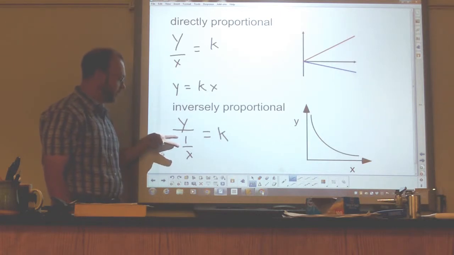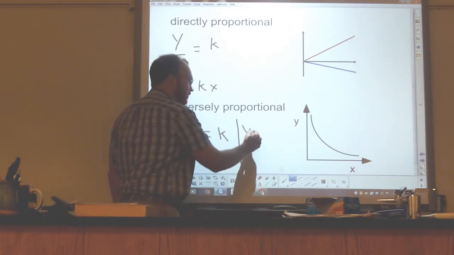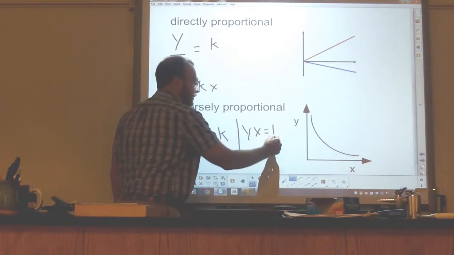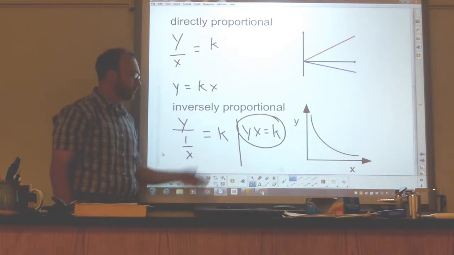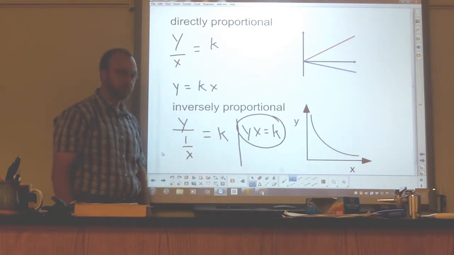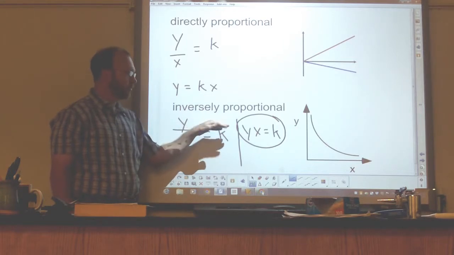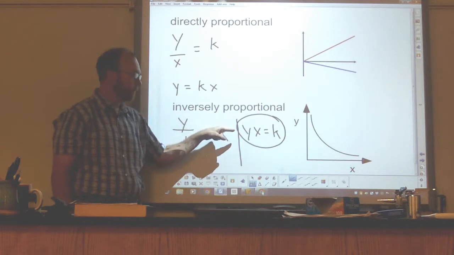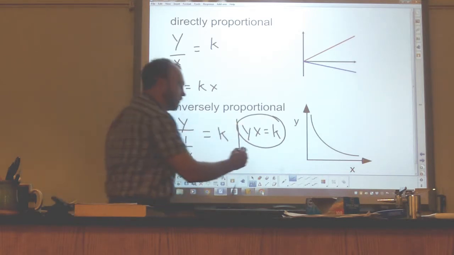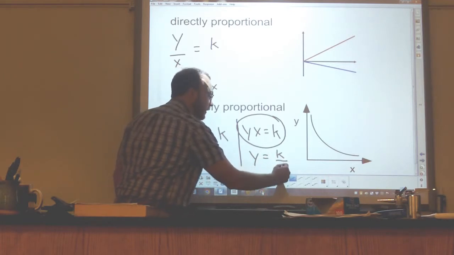If you divide by a fraction, you multiply by its reciprocal. So if we do y times x over 1, this really simplifies to just be y times x is a constant. And this is usually the definition that we give for something being inversely proportional. Now, to help you visualize that again, we're going to rearrange this to write it as y as a function of x. In other words, we're going to solve for y. To do that, I'm going to divide both sides by x, so I can say y equals k over x.